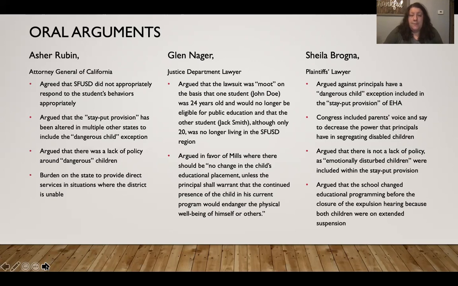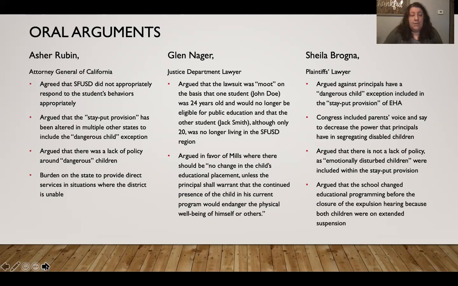The Justice Department lawyer, Glenn Nagar, also argued in favor of Mills from 1972, where there should be no change in the child's educational placement unless the principal shall warrant that the continued presence of the child in his current program would endanger the physical well-being of himself and others. So this is where the school district argued that a principal should have unilateral power because of the possibility that a child could be dangerous to himself or to others.